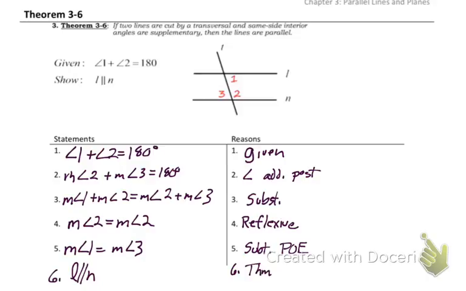No, I'm using theorem 3.5 to say if these two things are congruent, then they're parallel, because that's exactly what 3.5 says. It says if alternate interior angles are congruent, then they're parallel. So remember, we're going the opposite direction. All right, we got one more to go through.